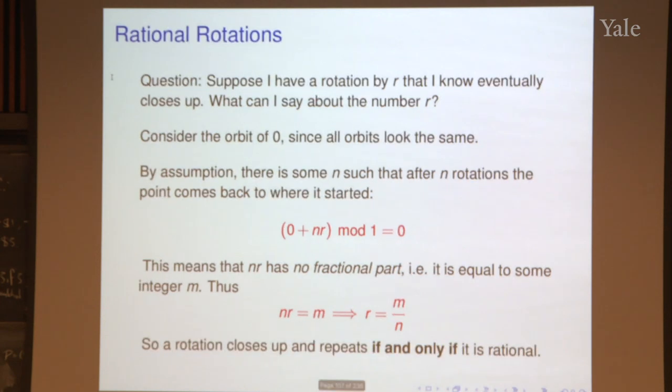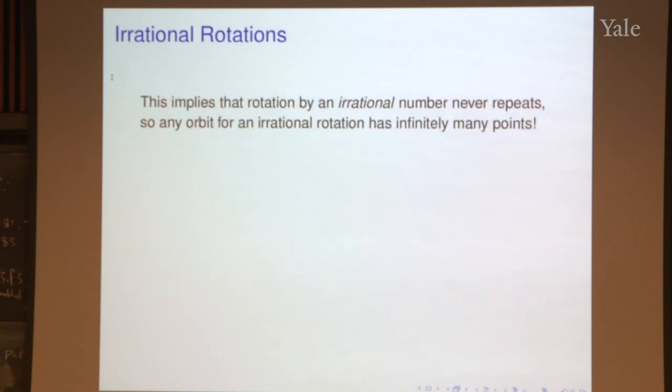So what we've shown is that a rotation closes up and repeats if and only if r is a rational number. In particular, this means that a rotation by an irrational number will never close up. It never repeats itself. It never returns to where it started. There are infinitely many points in an orbit by an irrational rotation.